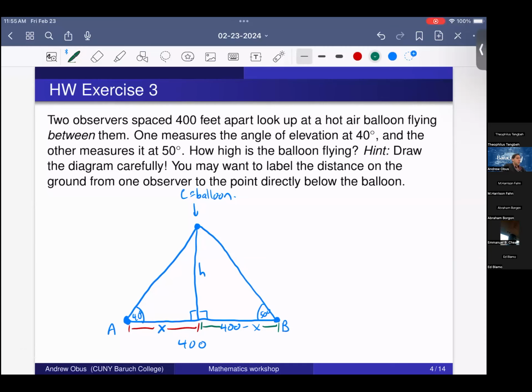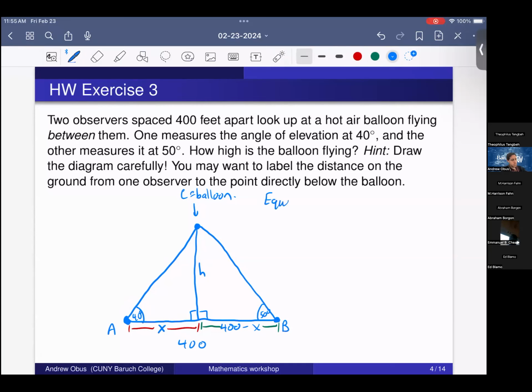Okay. So now I claim we have all the information we need to solve this problem. We've got X and H and 40 degrees here, and we've got 400 minus X and H and 50 degrees over here. So what equations can we set up that relate H and X?